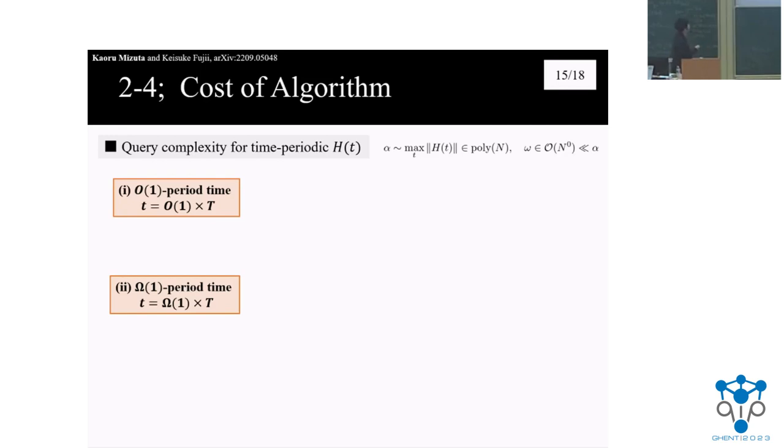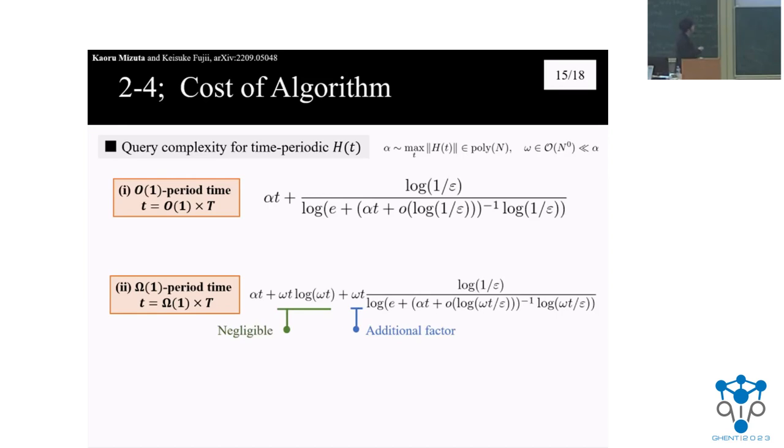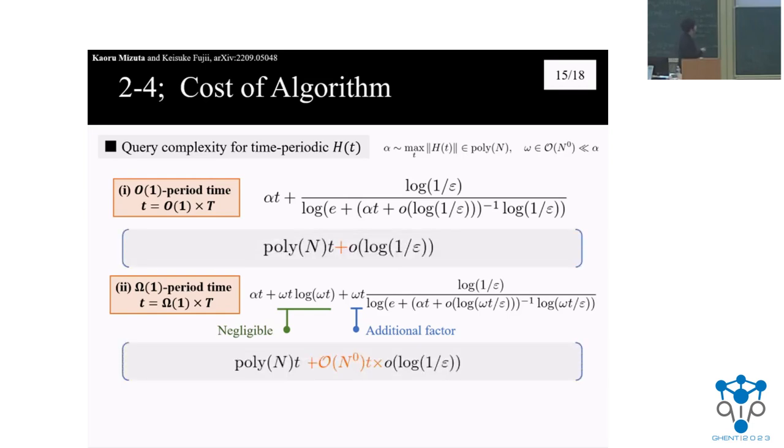We show the query complexity for simulating time-periodic Hamiltonians. We obtain two results depending on the time scale. The first case is where the time t is as large as the period T, and the second case is where the time t is relatively larger than the period T. We obtain these two results here, so this is rather complicated. But here, alpha is an energy scale of the Hamiltonian, which is polynomial in the system size n, and we note that the frequency omega is much smaller than alpha. So we can summarize these forms in this way.